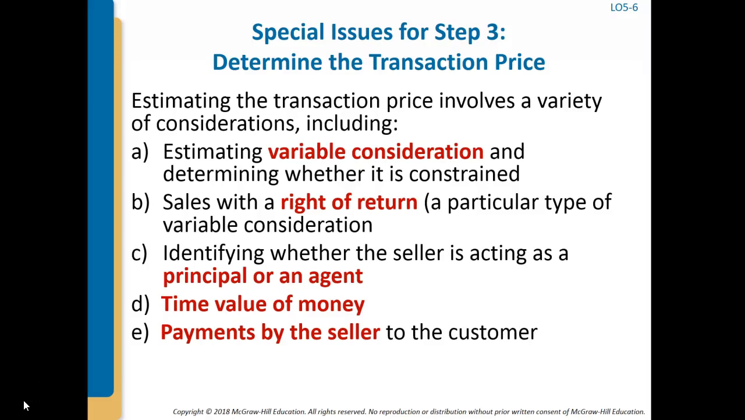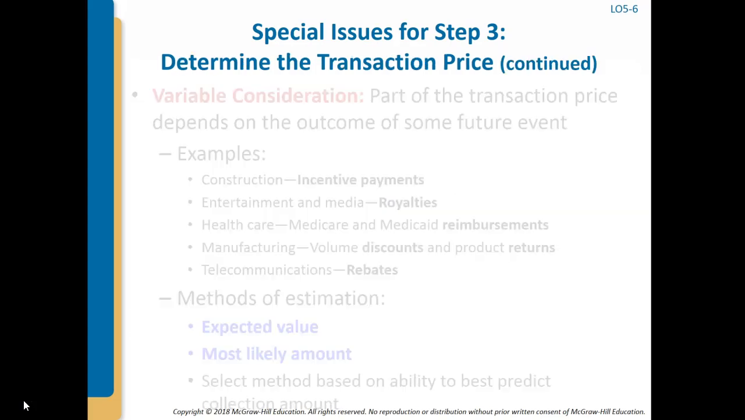So in some contracts, the transaction price isn't as clear. Specific situations affecting the transaction price include variable consideration and the constraint of its recognition, sales with the right of return, a particular type of variable consideration, identifying whether the seller is acting as a principal or as an agent, the time value of money, and then payments by the seller to the customer.